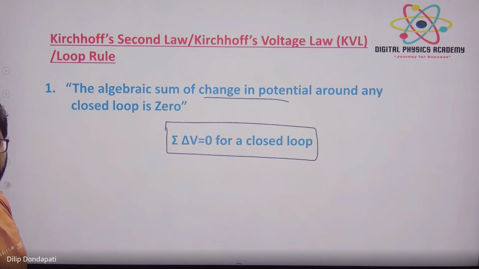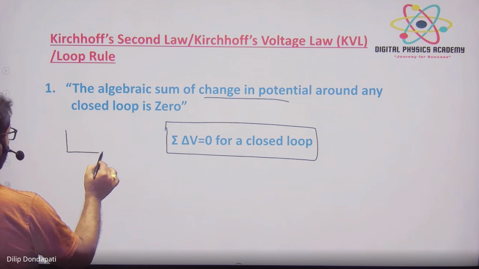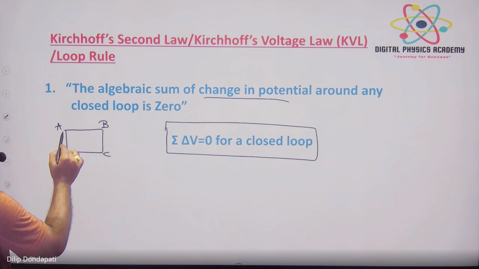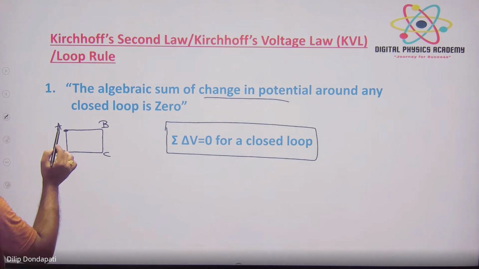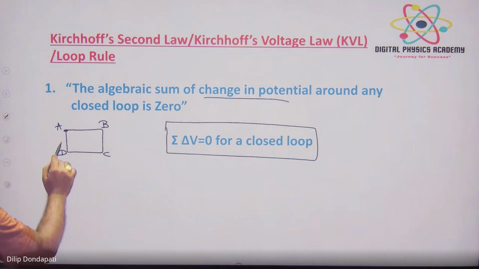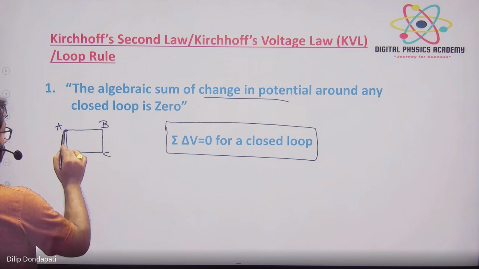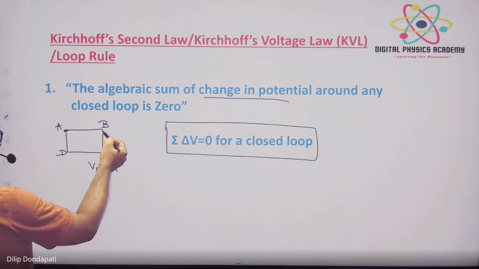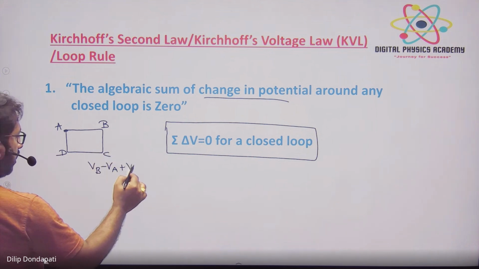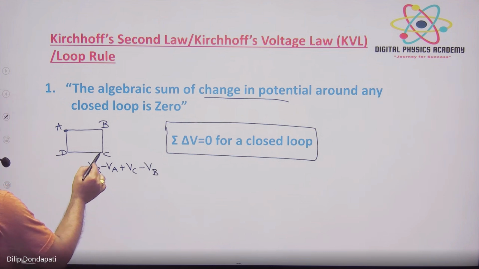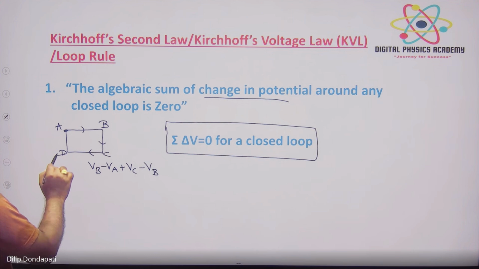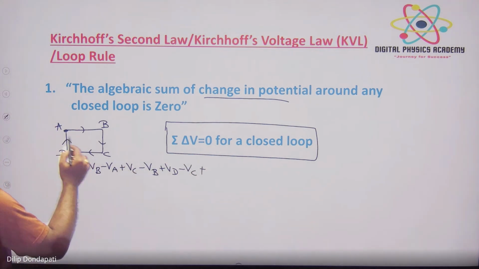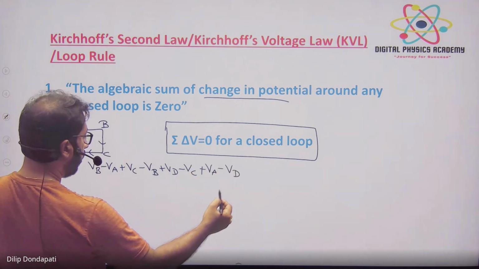We can understand it through a simple small example. Suppose there is one loop A, B, C, D. I start from A and will come back to the same point A, and I want to calculate the potential difference. From A to B, the potential difference is VB minus VA. From B to C, it is VC minus VB. From C to D, final minus initial, so VD minus VC. And from D to A, it is VA minus VD.